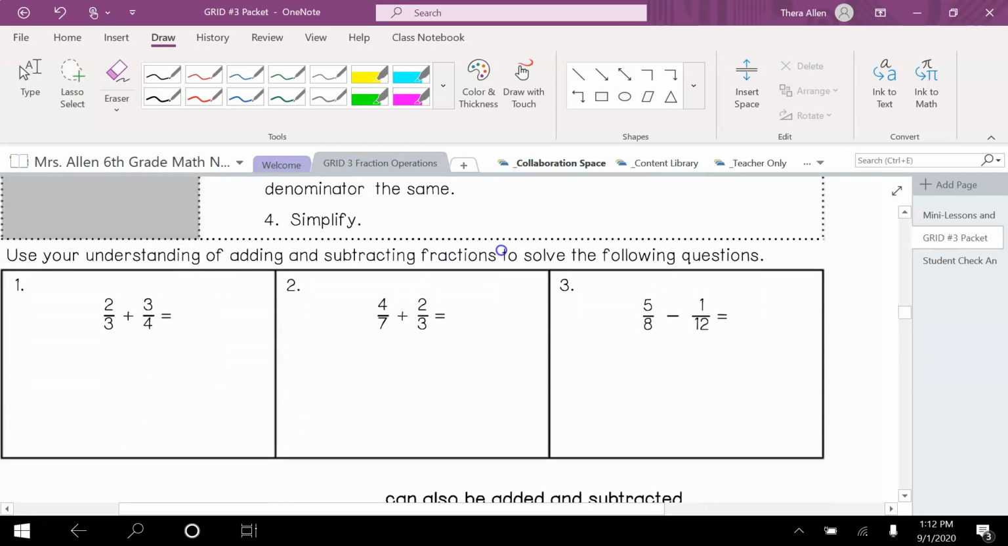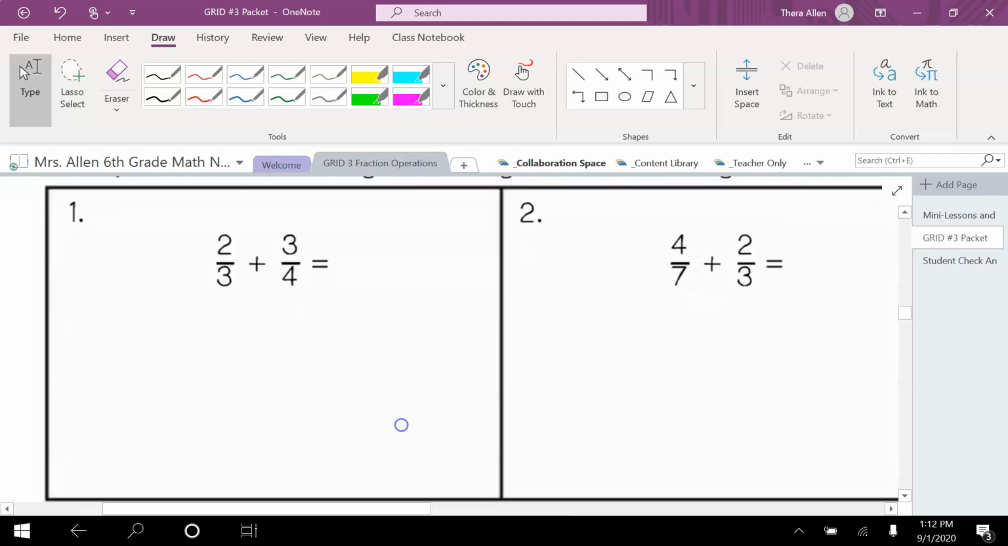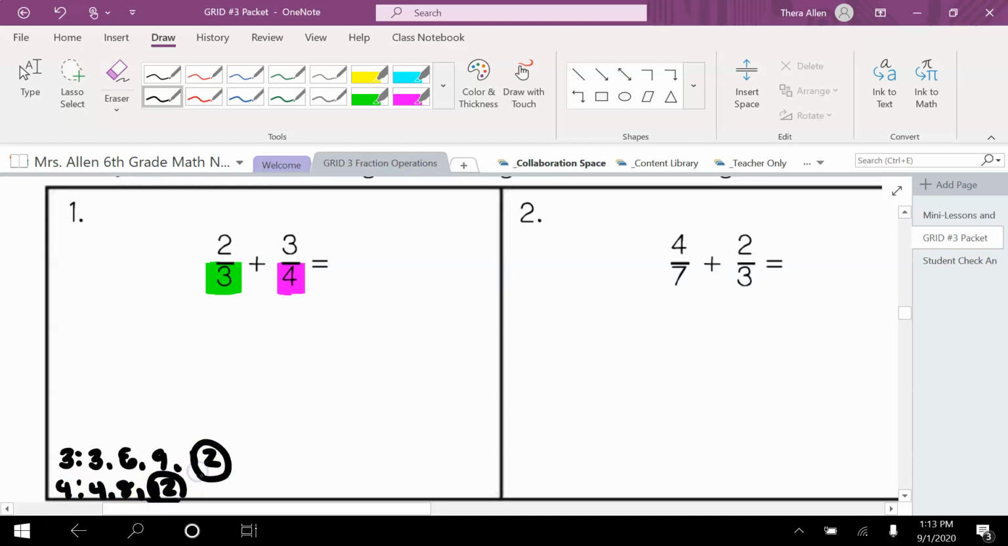So let's go over a few together. First here we have 2/3 plus 3/4. The first thing I notice is that my denominators are not the same. I have a 3 and I have a 4. I need to find the least common multiple between 3 and 4. Now, you can go ahead and write these out. For 3, we have 3, 6, 9, 12, and with 4, we have 4, 8, 12. Oh, so 12 and 12. Or you can work it out in your head, either way.